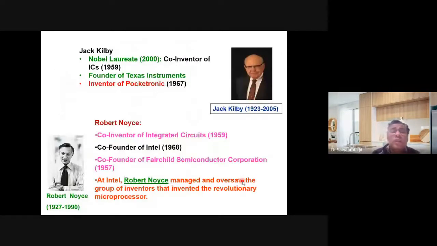So now, here is a little bit of a summary. Jack Kilby was a Nobel laureate in 2000 and co-inventor of the IC in 1959, and he was the founder of Texas Instruments, and he also invented the pocket calculator in 1967 by using his own method of integrated circuit technology. At the same time, Robert Noyce is also claimed to be the co-inventor of the integrated circuit in 1959, and he founded Intel in 1968. And he was also a co-founder of Fairchild Semiconductor Corporation.